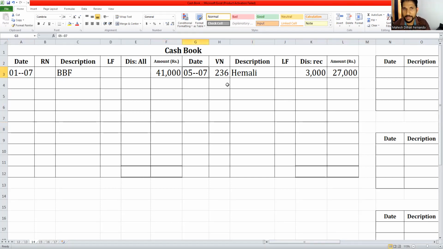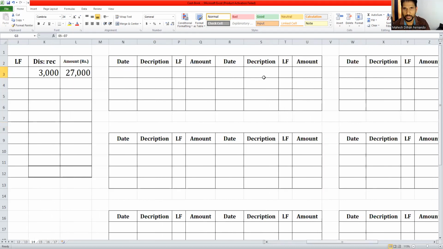Now, on the same date, we have to update Hemali's account. Okay, so I'm going to update Hemali's account. Now listen to me, Hemali is a creditor. Now get used to these terms, okay? It's a creditor. We have settled Hemali's account. The date is 5th of July.